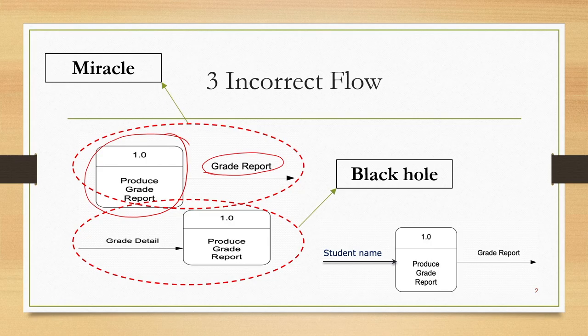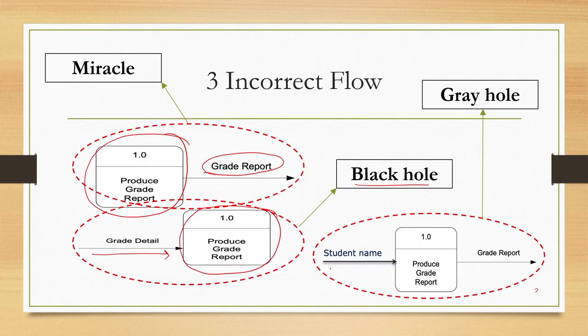Similarly, suppose there is a process which only takes an input but does not produce anything. That means, whatever data goes into the process vanishes. This situation again is something which is incorrect, and generally it is called a black hole situation.